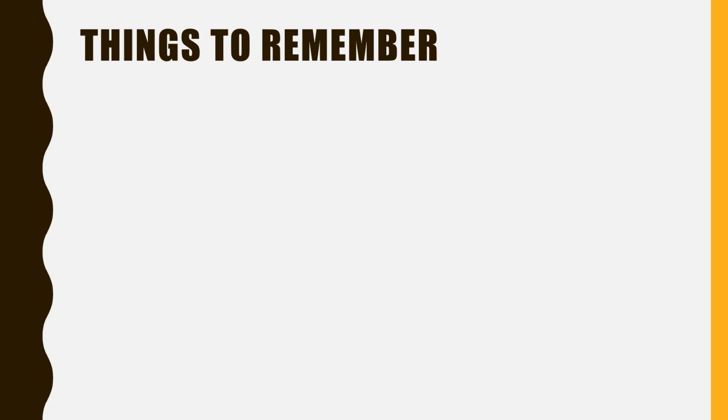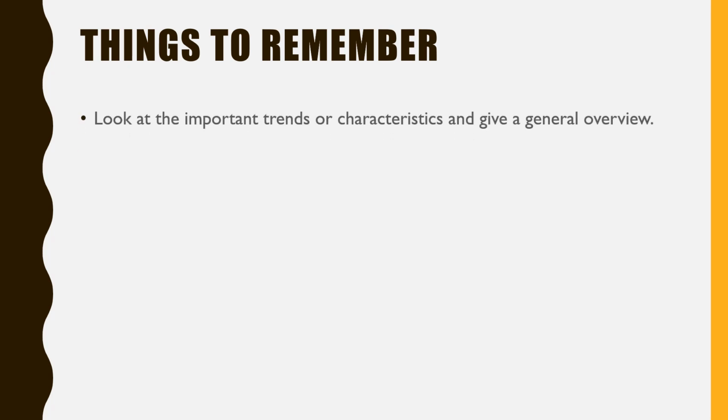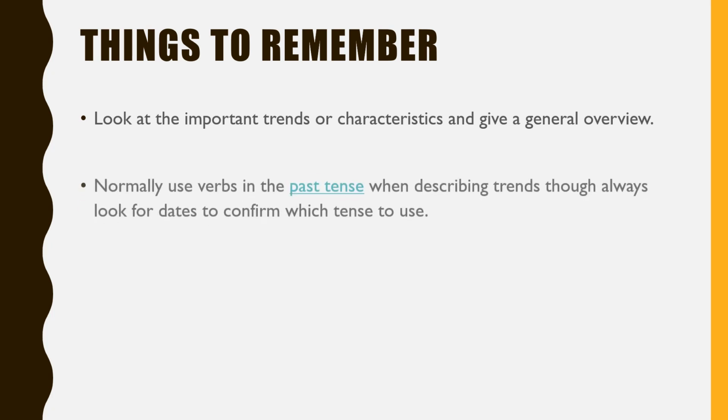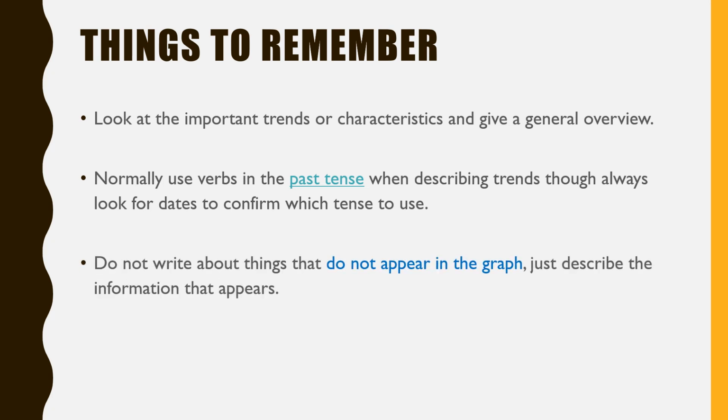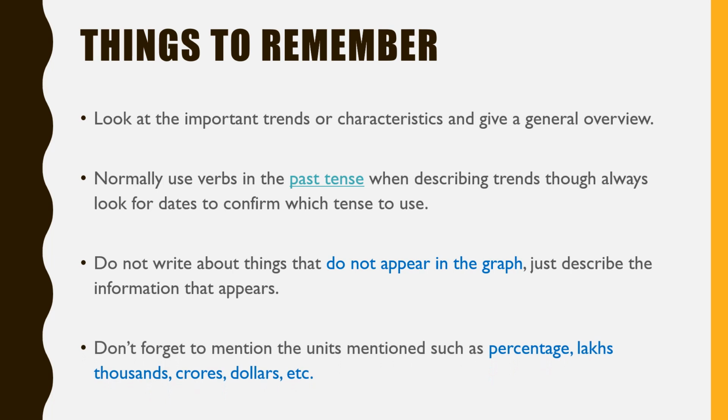There are some other things to remember. Look at the important trends or characteristics and give a general overview. Normally use verbs in the past tense when describing trends, though always look for dates to confirm which tense to use. Do not write about things that do not appear in the graph. Just describe the information that appears. Don't forget to mention the units, such as percentage, lakhs, thousands, crores, dollars, millions, billions, etc.